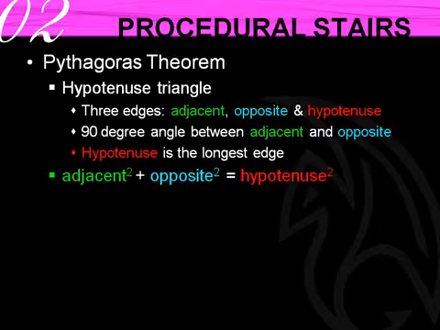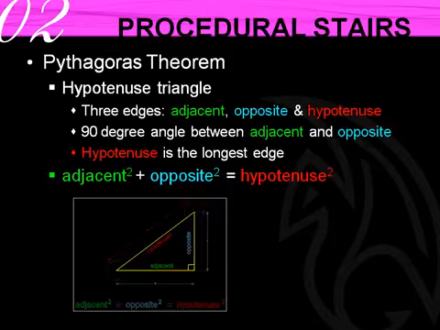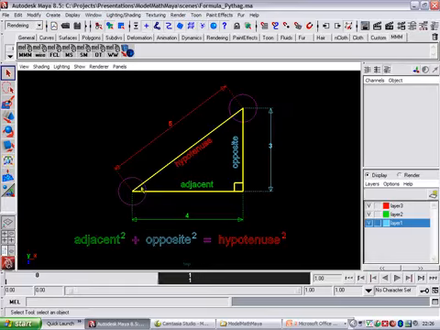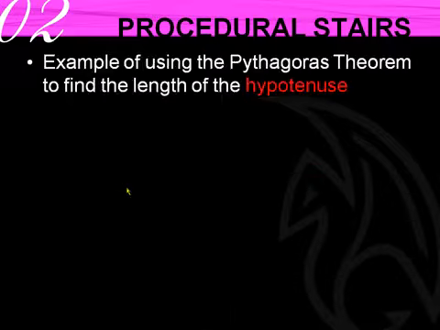Now to figure out the length of the hypotenuse edge, essentially you take the length of the adjacent, you square that, add it to the square also of the opposite length, and that'll give you the hypotenuse squared. So the square root of that is essentially going to be the length. So here you saw this example. If we take this edge and square it, this edge and square it, it'll be equal to the length of this edge squared. Okay? So here's an example of using the Pythagoras theorem to find the length of the hypotenuse.